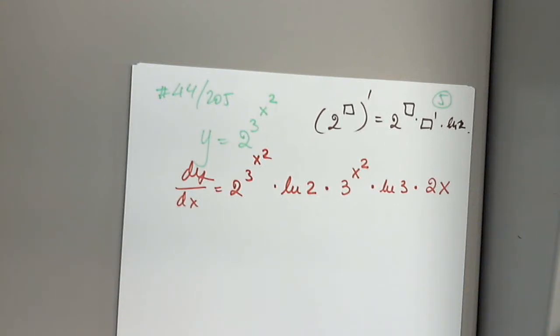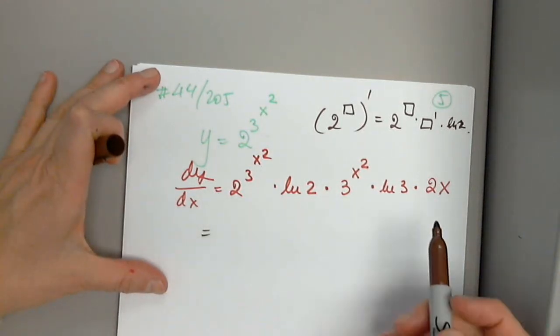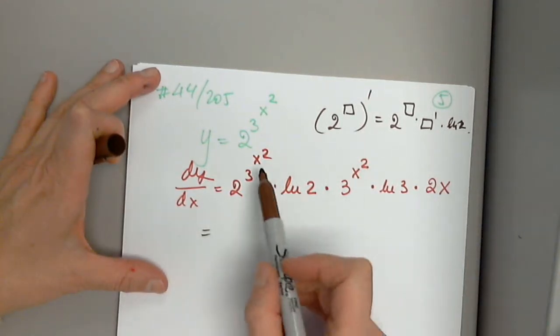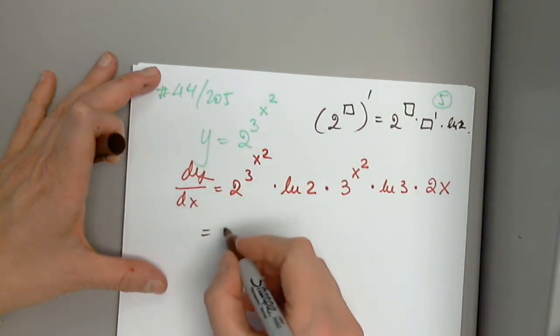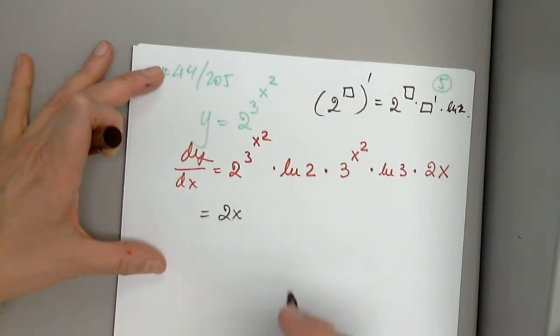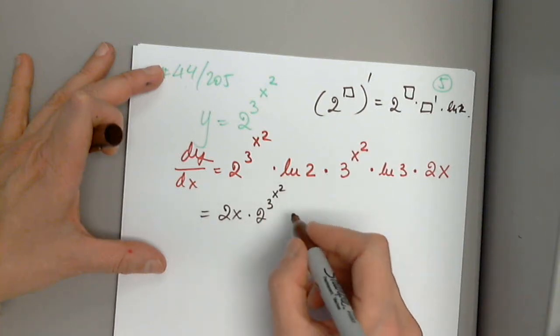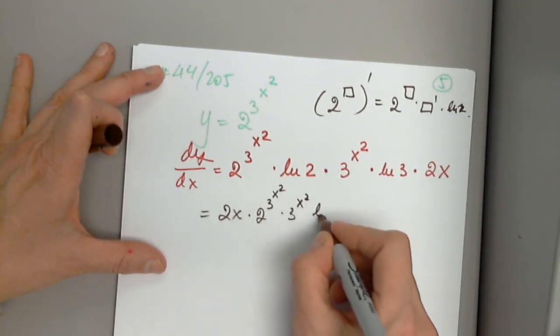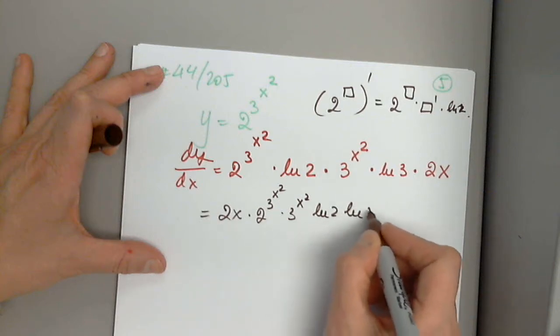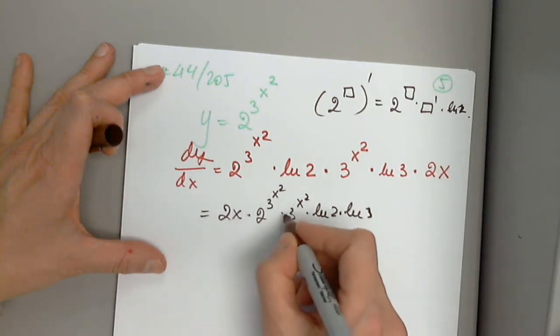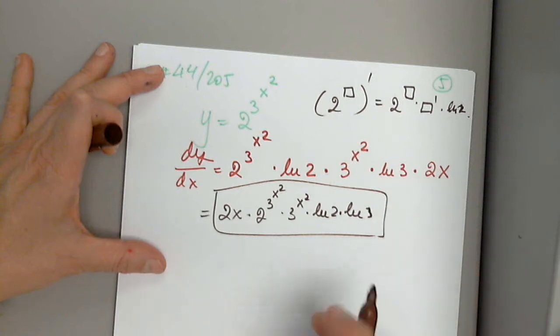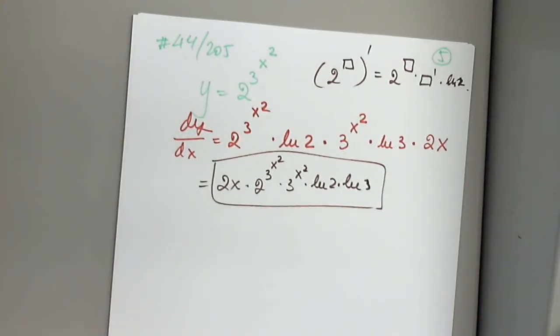Other questions? What will you do here? Nothing. You can multiply these two and say plus 1. Don't. There is no need to do that. So I will just condense it: 2x times 2 to 3x squared times 3 to x squared times natural log 2 times natural log 3. They're all products, please remember that. No addition, no subtraction, or division other than product. Okay.